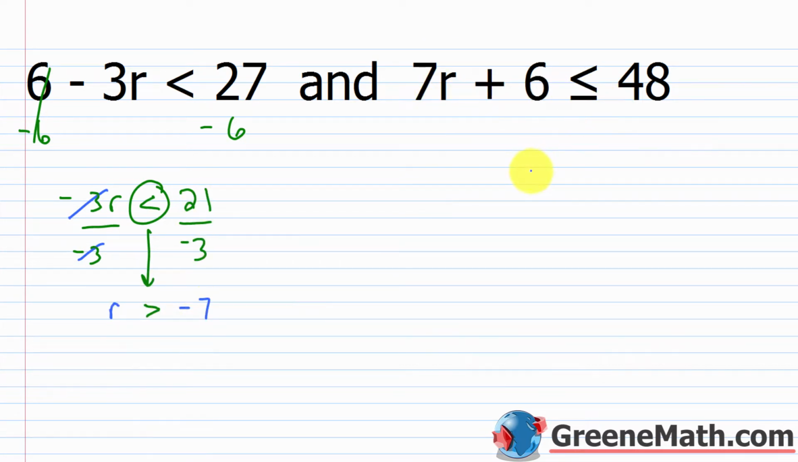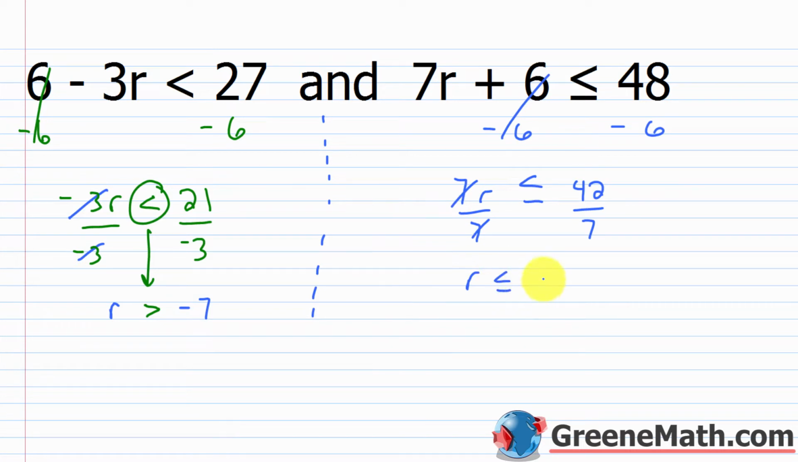Now over here, I'm going to solve this one separately. Let me just put a little line here. I'm going to subtract 6 away from each side of the inequality. So I'll have 7r is less than or equal to 48 minus 6 is 42. I'm going to divide each side by 7. And I'll get that r is less than or equal to 6. So I have these two solutions. I'm going to go down to where there's a number line. We're going to do the whole song and dance with the interval notation and graphing. And then we're going to put the two solution sets together.